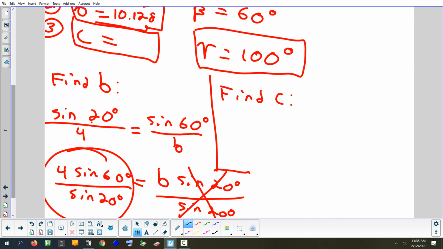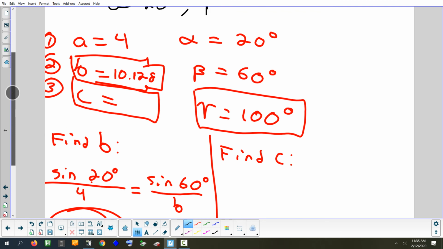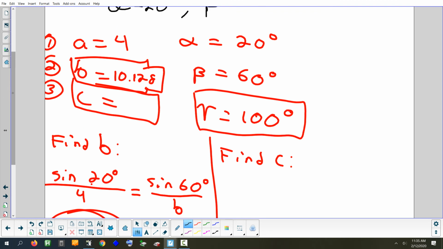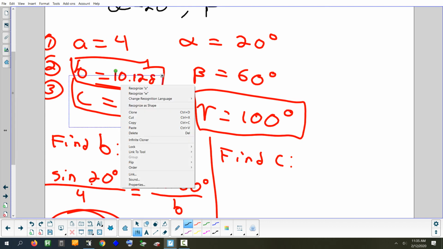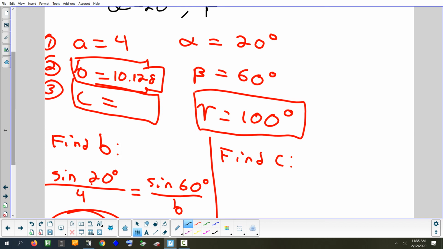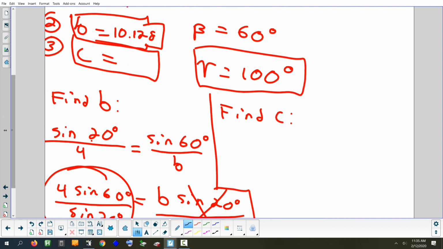So, to find C, you have a couple options. I said to use a row with everything in it. Row 1 and row 2 are full. So which row should I use? 1. Yeah. I'd use 1 just because it was given. The numbers are nicer. So if you made a mistake with B, it's not going to mess up C. So sine 20 over 4.